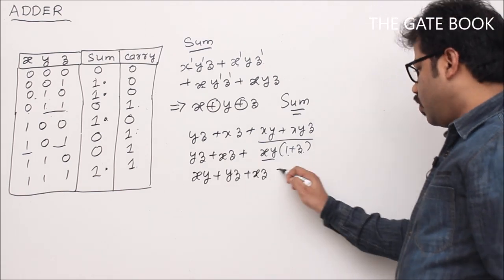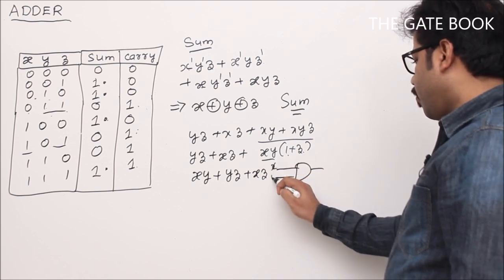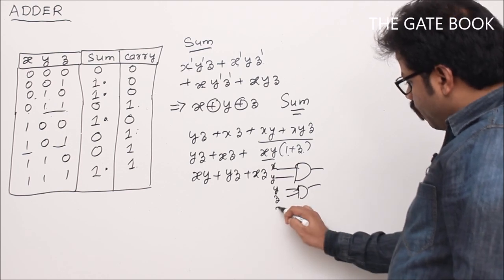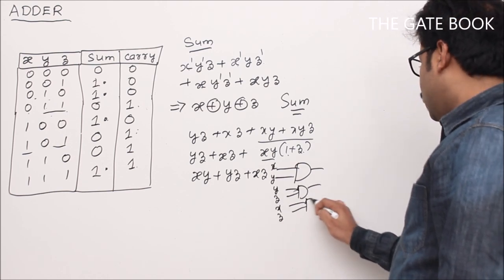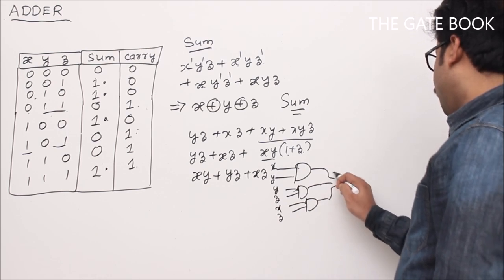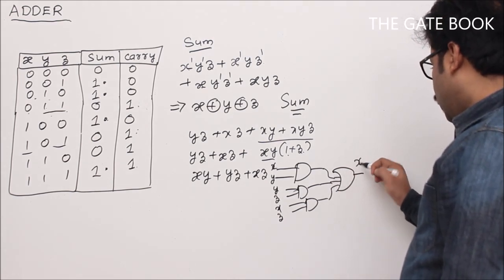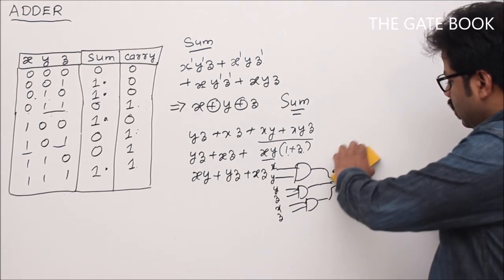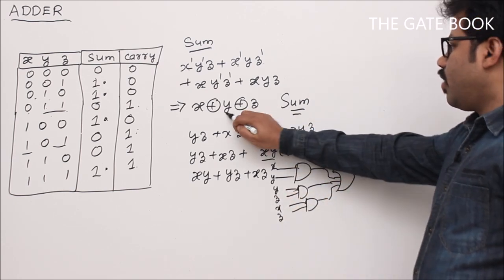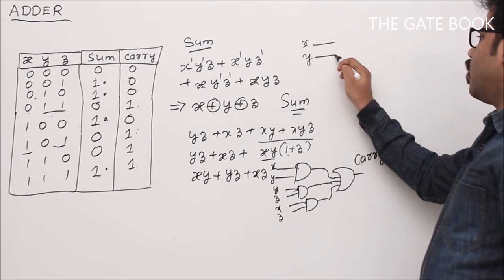So if I write a circuit, that would be like this: xy and yz here, xz here, AND gates. So take 3 AND gates and connect them to an OR gate. You get xy plus yz plus xz. This is for carry. Now for sum, x XOR y XOR z. Take x and y, apply an XOR gate.